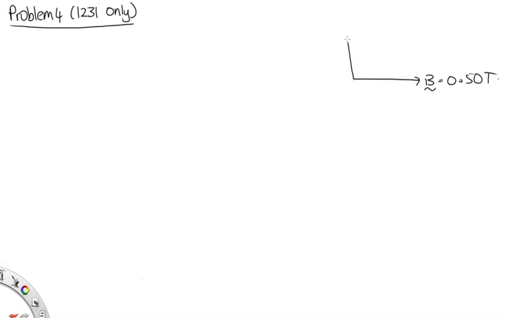Problem 4, which is a 1, 2, 3, 1 only problem. In this problem, we have a magnetic field going from left to right like this. The magnetic field strength is equal to 0.50 teslas. Now we have a loop of wire which is hinged about an axis here. Here's our loop of wire with the current flowing through it. This forms an angle of 30 degrees with the magnetic field, and this is the hinge about which it's axised.